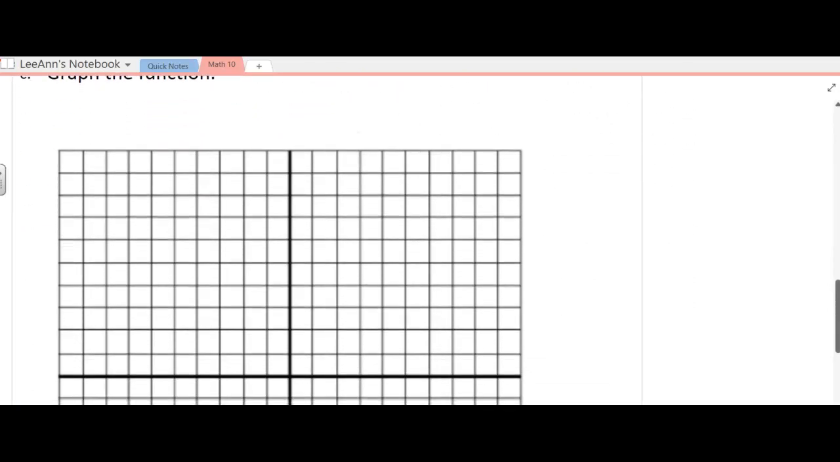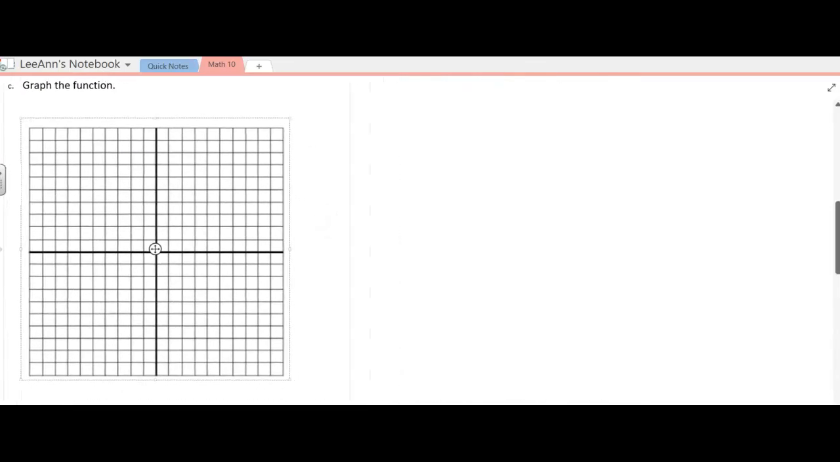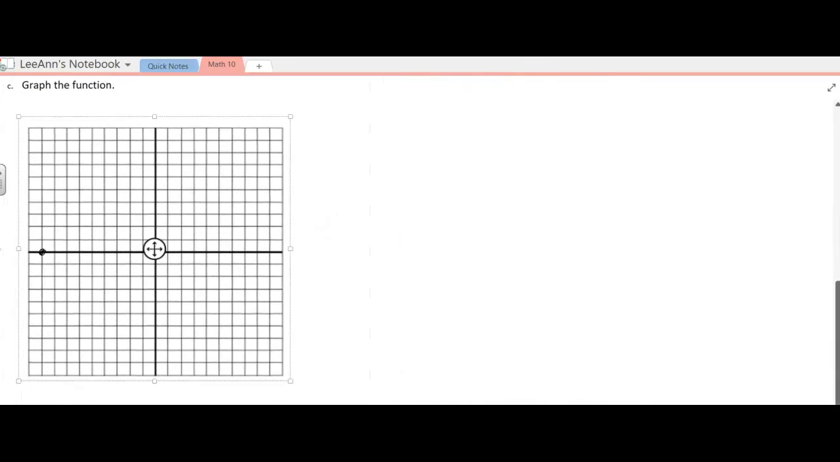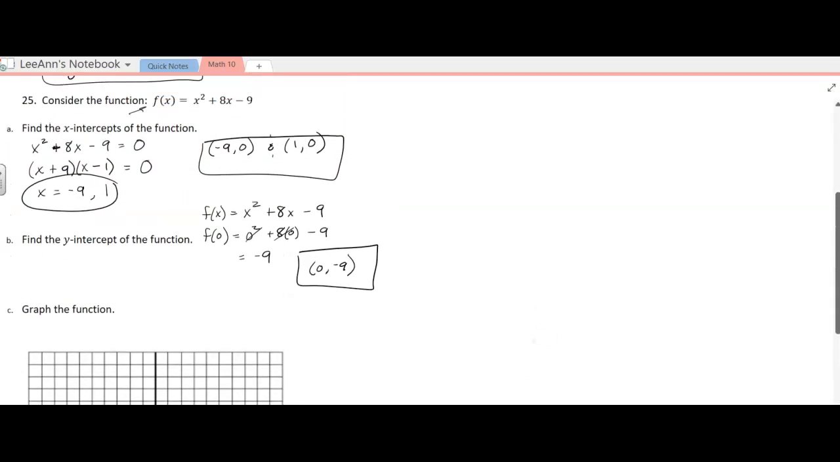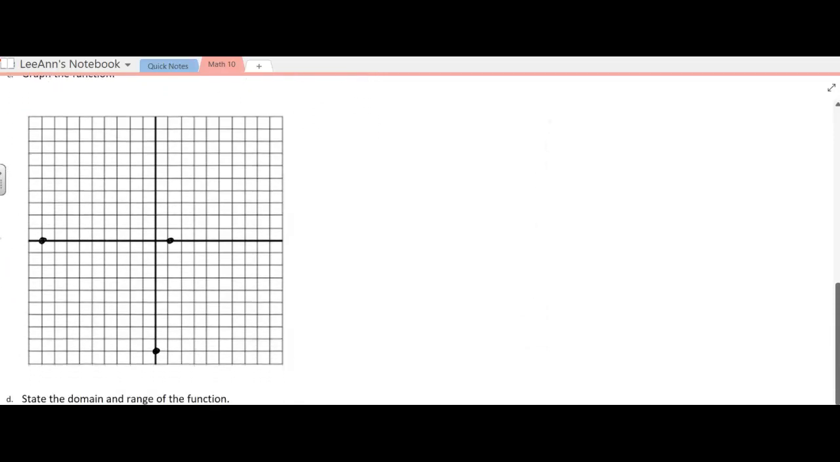Okay, so there's my giant graph paper. One of them was negative 9, 0. Let's see if I can make that a little smaller. Okay, negative 9, 0. And one of them was 1, 0. And then we had 0, negative 9, like here. Okay, if I'm remembering right, those were the points. Make sure.